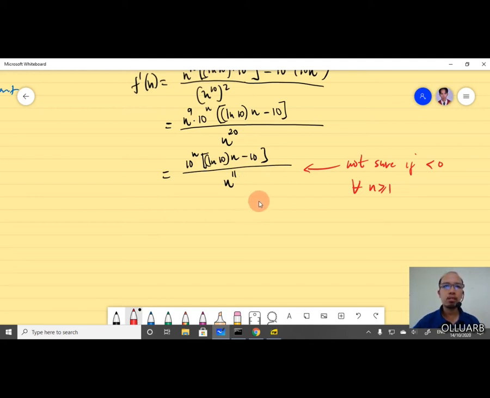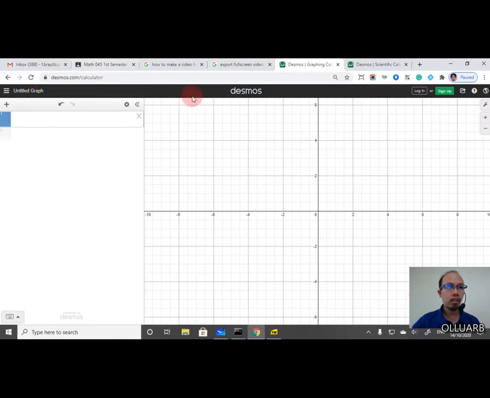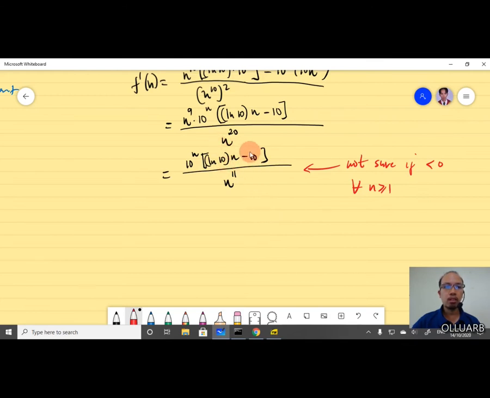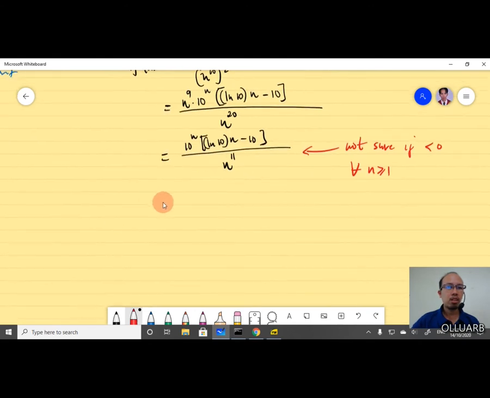If you look at the graph, just graph it in this Desmos graphing calculator, you will see that clearly this is not less than 0. So if you use method 3, this is not clear if this is less than 0. Okay, so let's try method 1.